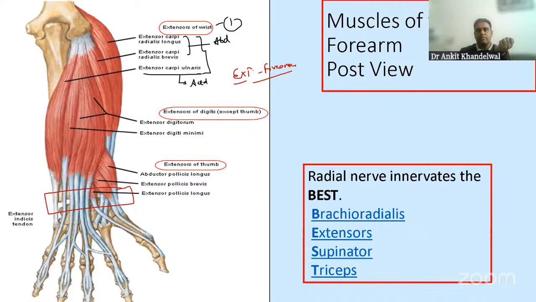If you remember what I'm trying to say, adduction, abduction of what? Adduction, abduction of the wrist. Yes or no? So one group of muscle is extending the wrist. One group of muscle is extending the fingers, extending the digits except thumb, like extensor digitorum, extensor digiti minimi. One addition over here will be extensor indicis, which is written over here. Clear? So one group is extending the wrist, one group is extending the fingers, and one group is extending the thumb. Because thumb is quite different from the other fingers.